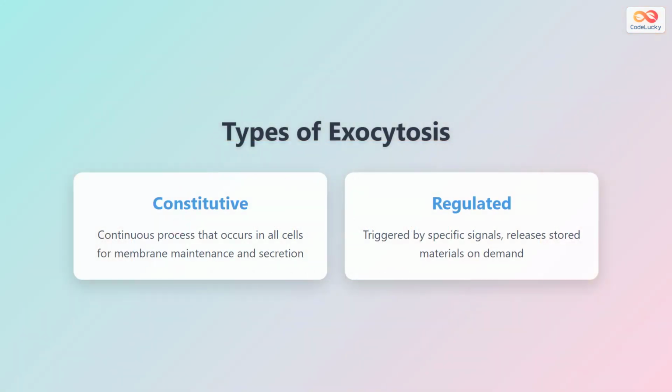There are two main types of exocytosis that serve different purposes. Constitutive exocytosis is a continuous process that occurs in all cells. It happens constantly without any special signal and is important for maintaining the plasma membrane and secreting materials that cells regularly produce. Regulated exocytosis, on the other hand, is triggered by specific signals. This type releases stored materials only when needed, allowing the cell to respond to specific conditions. For example, when a nerve cell needs to communicate, it uses regulated exocytosis to release neurotransmitters.